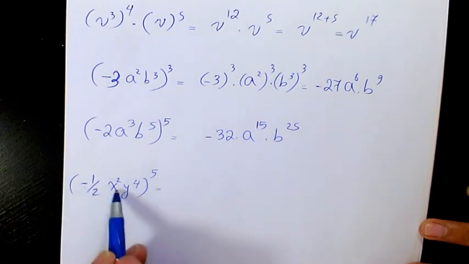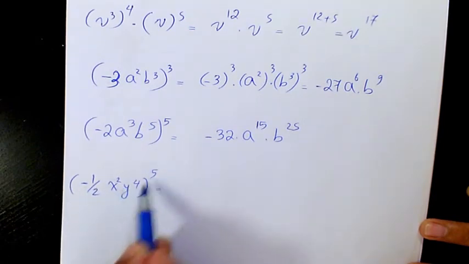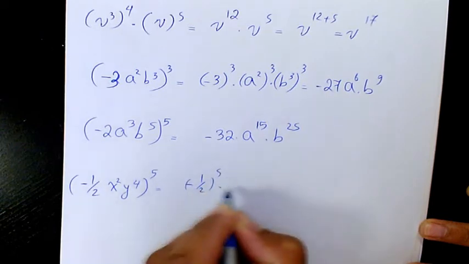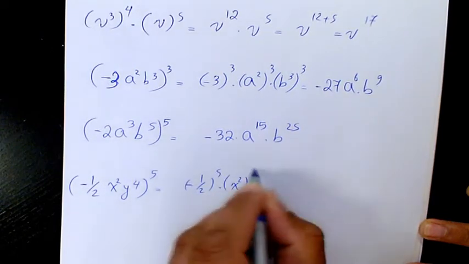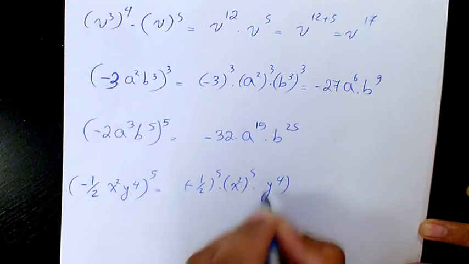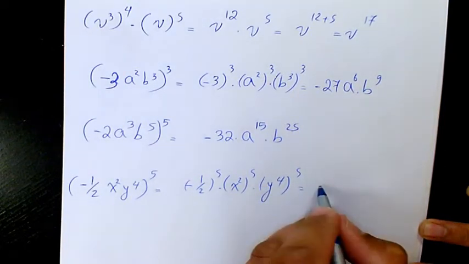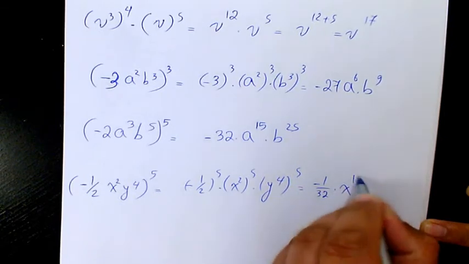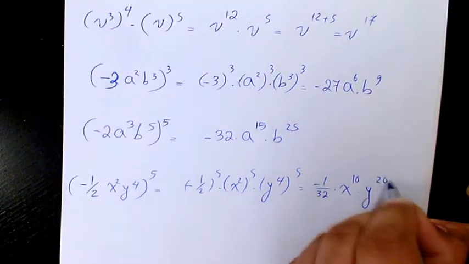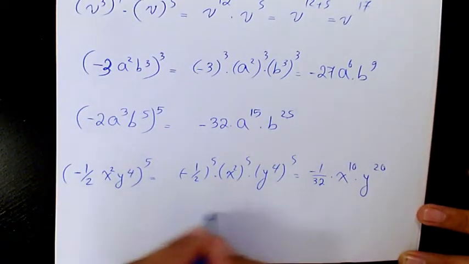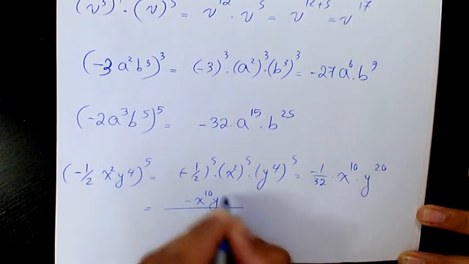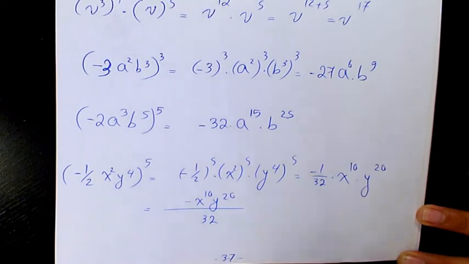Negative 1 over 2x to the power of 2, y to the power of 4 to the power of 5. So it's going to be negative 1 over 2 to the power of 5 times x to the power of 2 to the power of 5, y to the power of 4 to the power of 5. So it's going to be negative 1 over 32, x to the power of 10, y to the power of 20. That's going to be negative x to the power of 10, y to the power of 20, divided by 32.